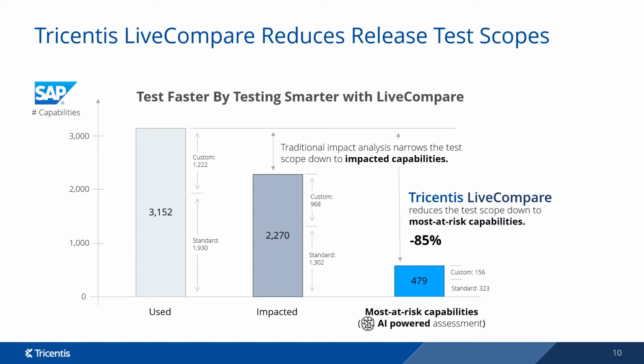So whether you test everything that's in your impacted list or most at risk, you're invoking the same changes. It's just that when you focus on the LiveCompare most at risk objects, you're using the most efficient transaction set that most directly invokes the changing objects.